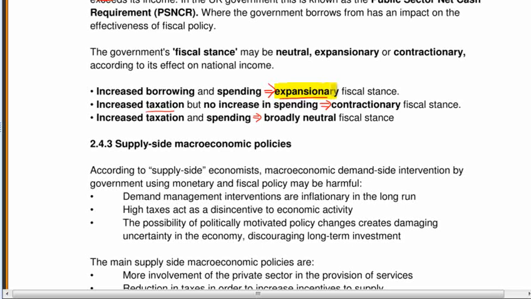Why would a government want to go for a contractionary fiscal policy? Well, to take the heat out of the economy, to reduce the level of demand, okay, typically to reduce the level of inflation. And if the government are reasonably happy with where they are at the time, then they'll go with a neutral fiscal stance.